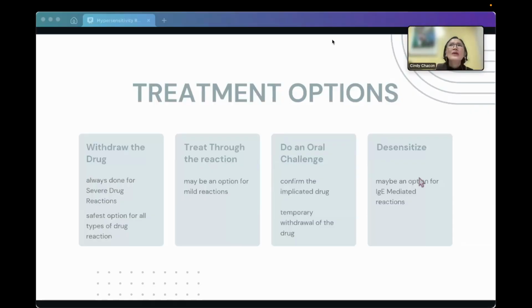And mind you, it is still possible for patients to develop severe reactions during desensitization. So, we actually do desensitization very cautiously as well. Okay? Because it involves a lot of risk. I think this is my last slide.